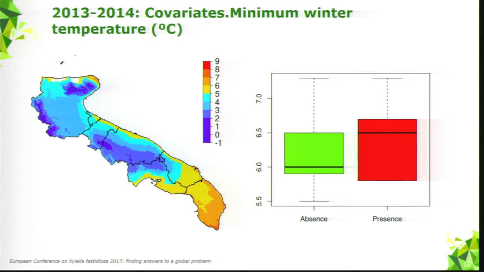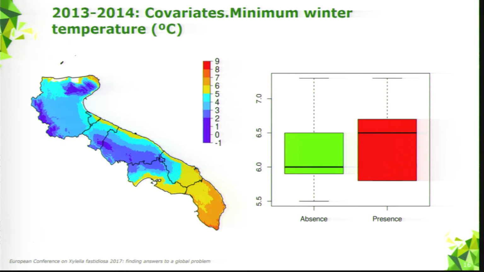So this is some descriptive analysis for these variables. You see, again, for the 2013-2014 period, and although it's represented all the Apulia region, these box plots are only for the Lecce province. And you see again in green the absence, and in red the presence, and this is how the values can range.